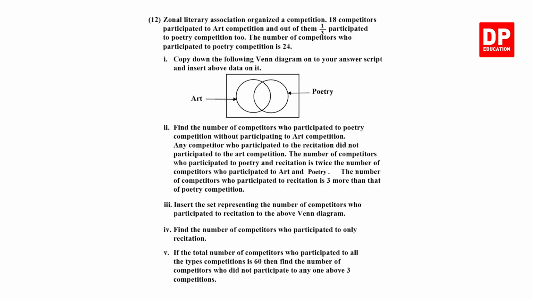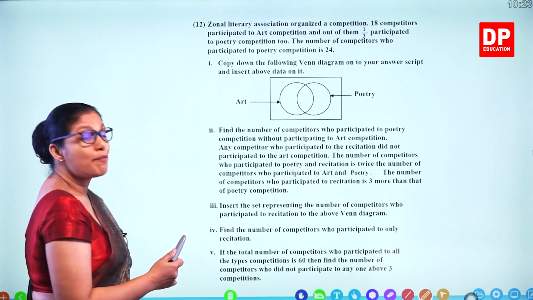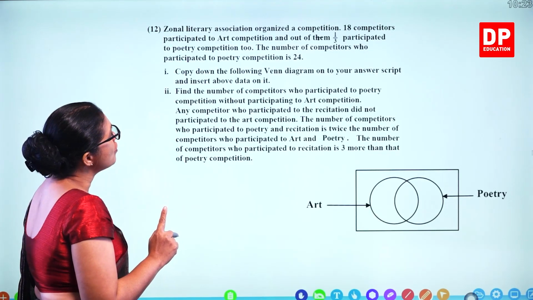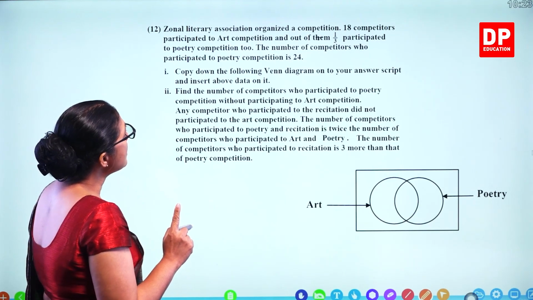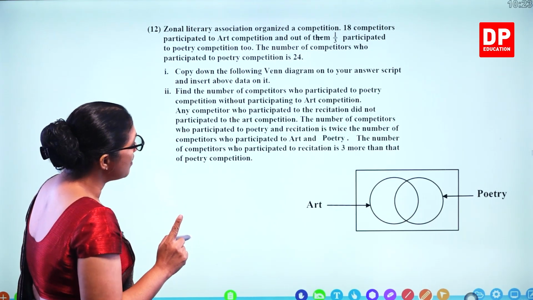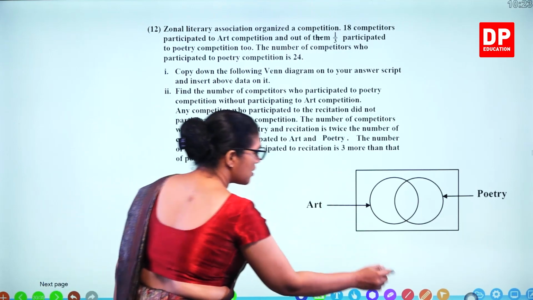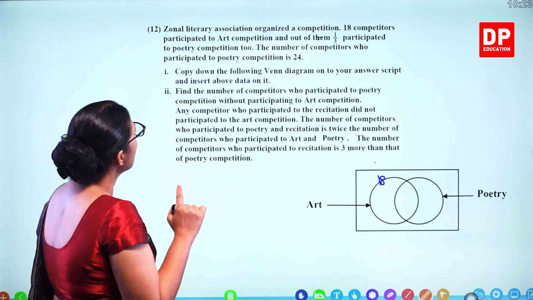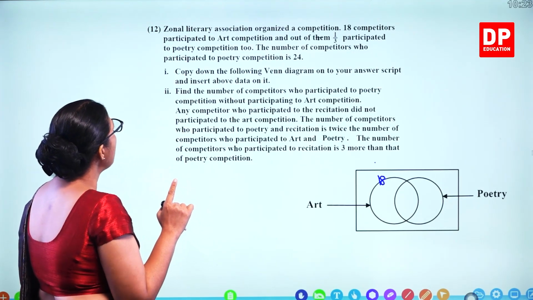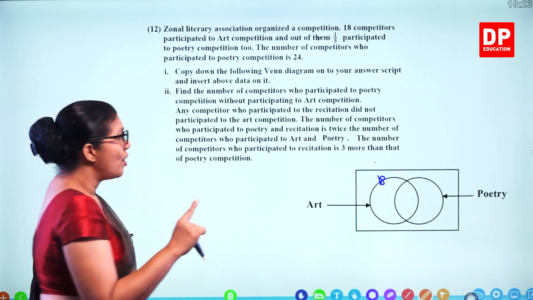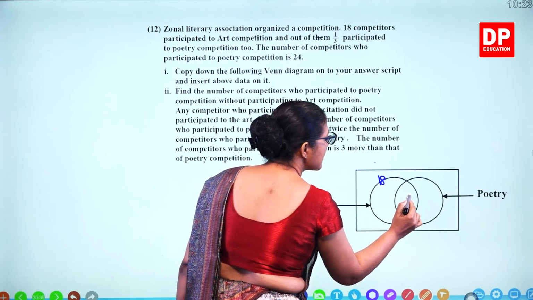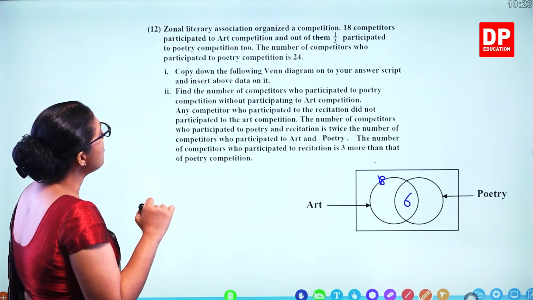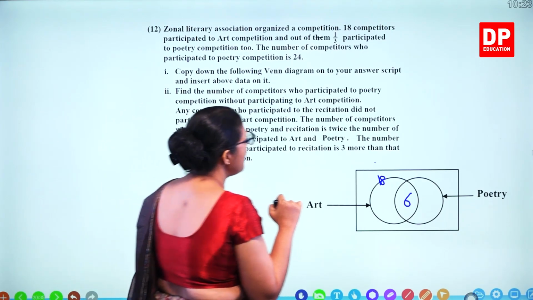Question number 12 is about Venn diagram. So there are 5 parts. So we'll do separately. Zonal Literacy Association organized a competition. 18 competitors participated in the art competition. So art, it's 18. And out of them, 1/3 participated in poetry competition too. That means 1/3 of 18, that's 6. So in the poetry competition too, that's 6. The number of competitors who participated in poetry competition is 24.